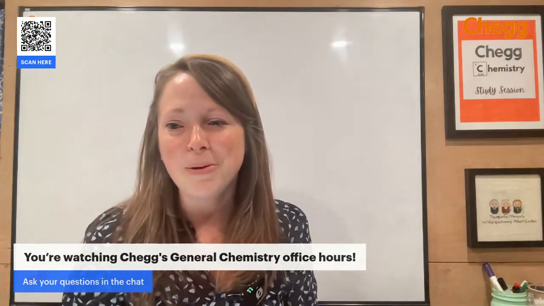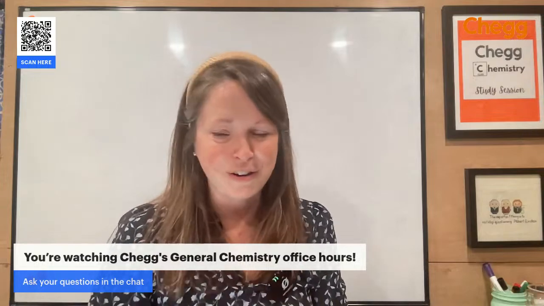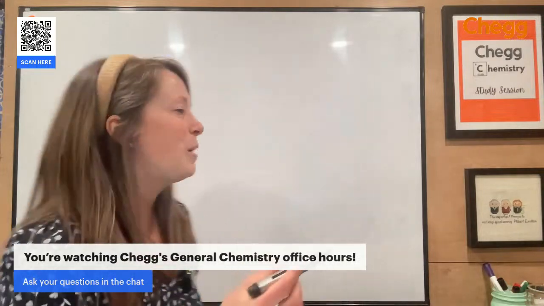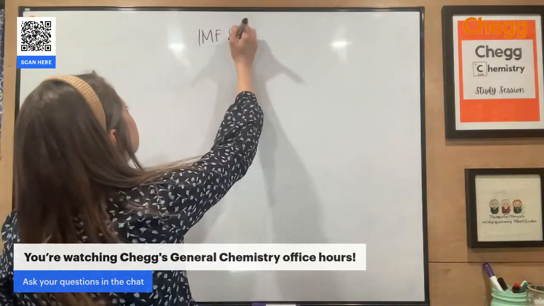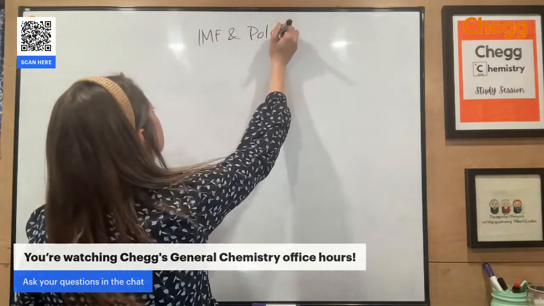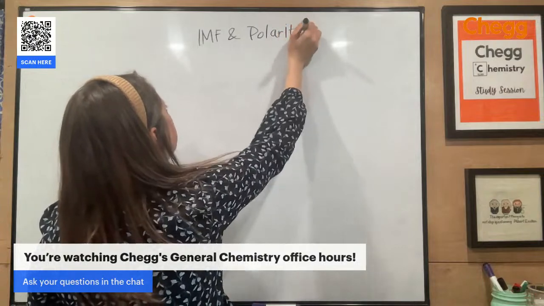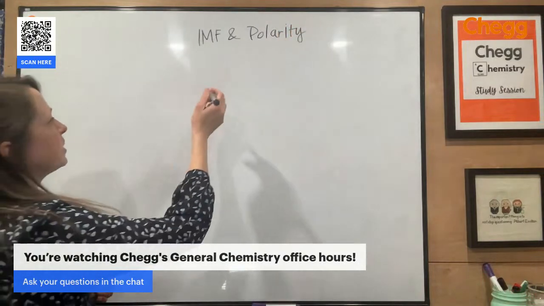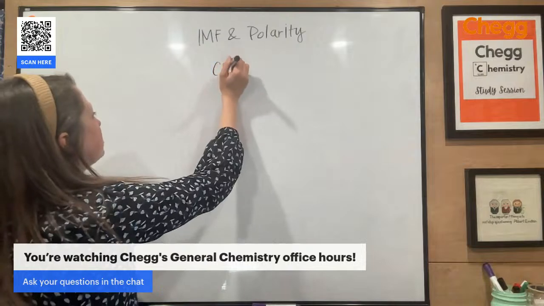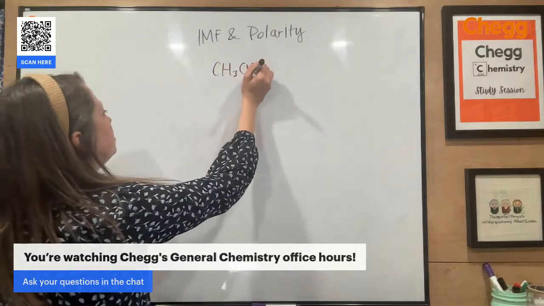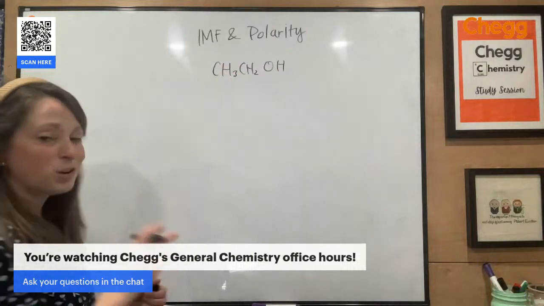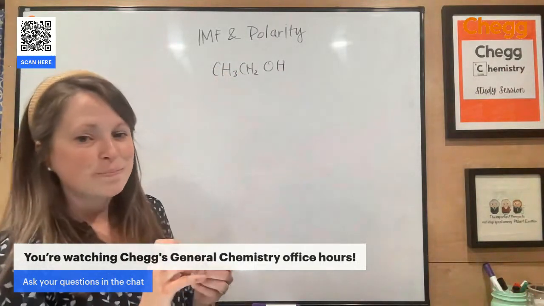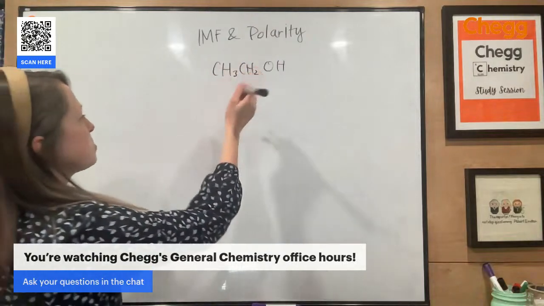All right, I need help with polarity and IMF. All right, Sophia on TikTok, this one's for you. So IMF and polarity. Earlier we looked at ethanol. Let's go ahead and look at that compound again. So we have CH3, CH2, OH. I'm going to draw that Lewis structure again. If you need help with Lewis structures, jump back and watch the replay because we did go through this one.